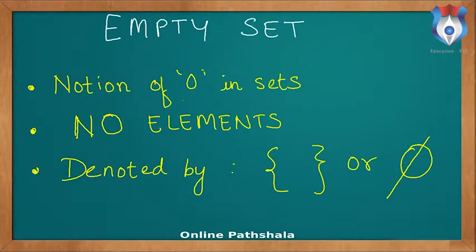Let us understand what we mean by an empty set. Now an empty set gives you the notion of 0 in sets. We have a notion of 0 in numbers, which implies that there is nothing, and that similar idea of nothing in sets leads to the definition of an empty set. And what is an empty set? It is a set which has no elements. There is nothing, no element within that set. Mathematically, in set theory, it is denoted either by two curly braces without writing any element in between, or you use the symbol which is known as phi. These two are the common representations of an empty set.